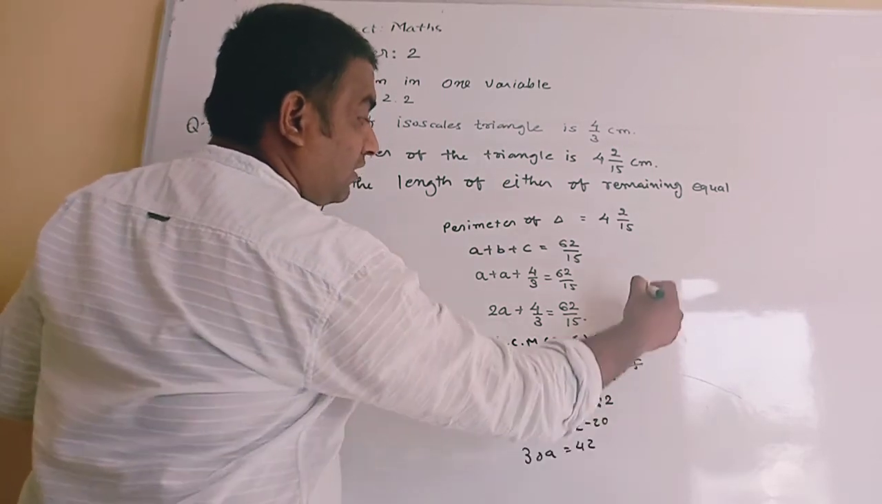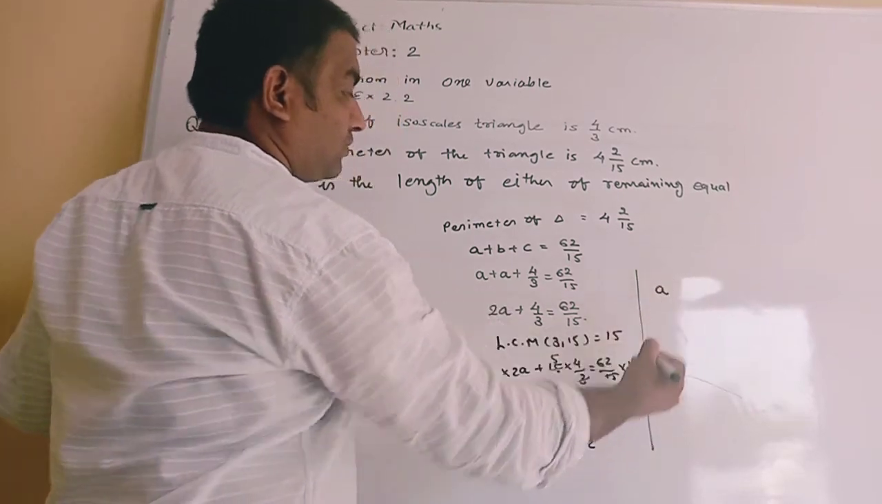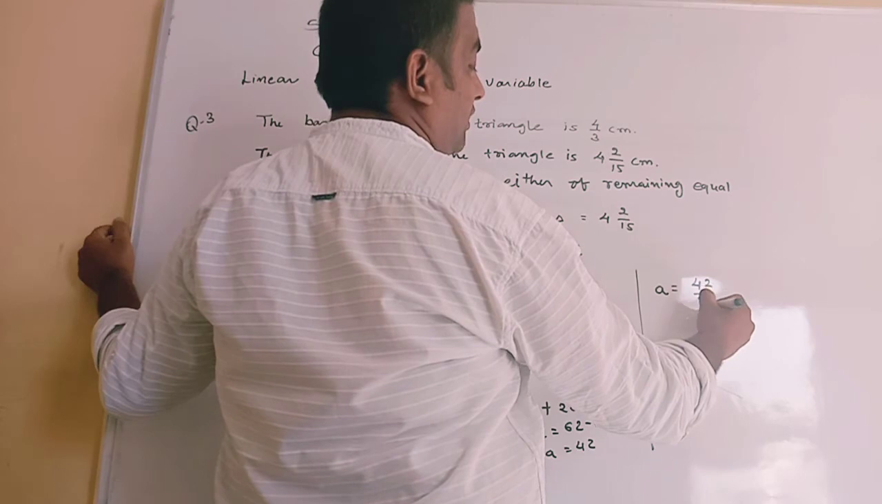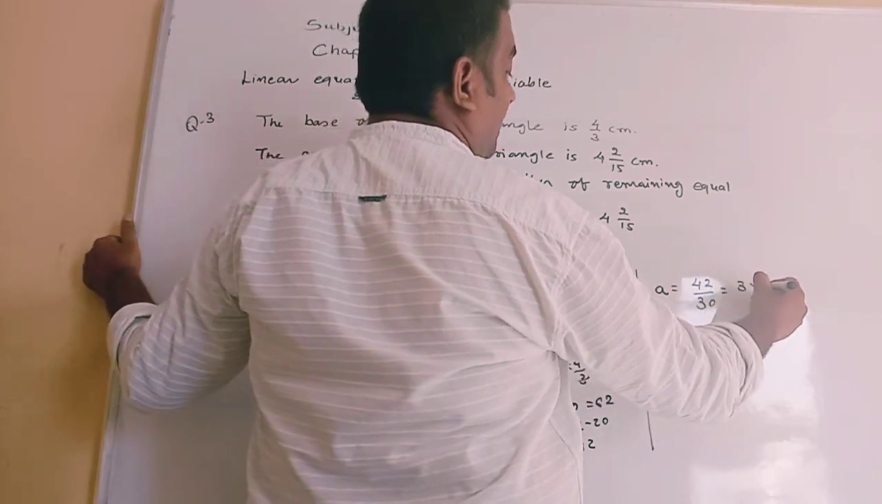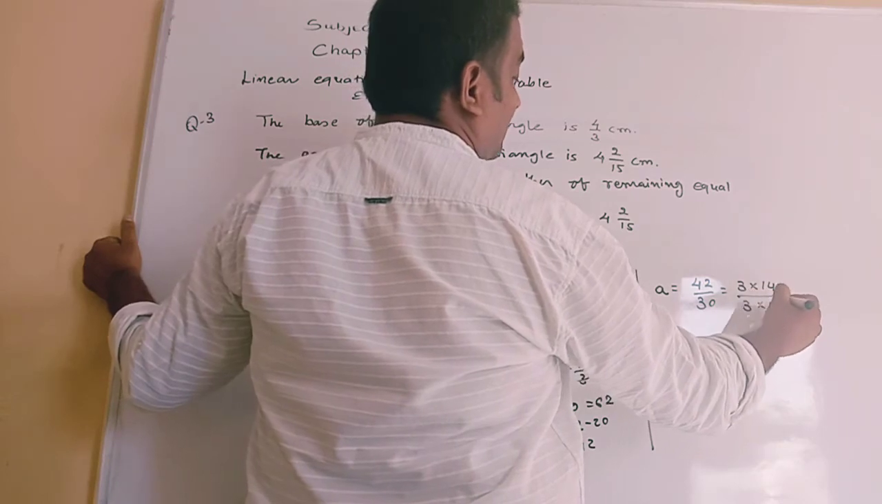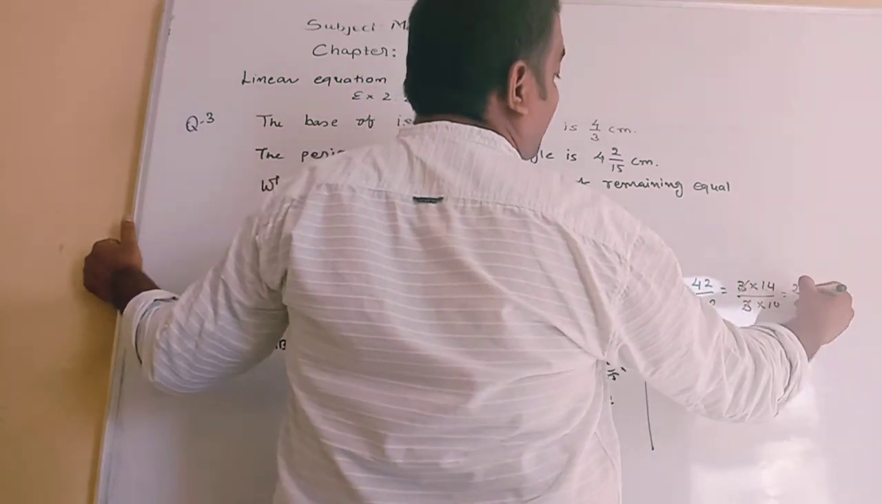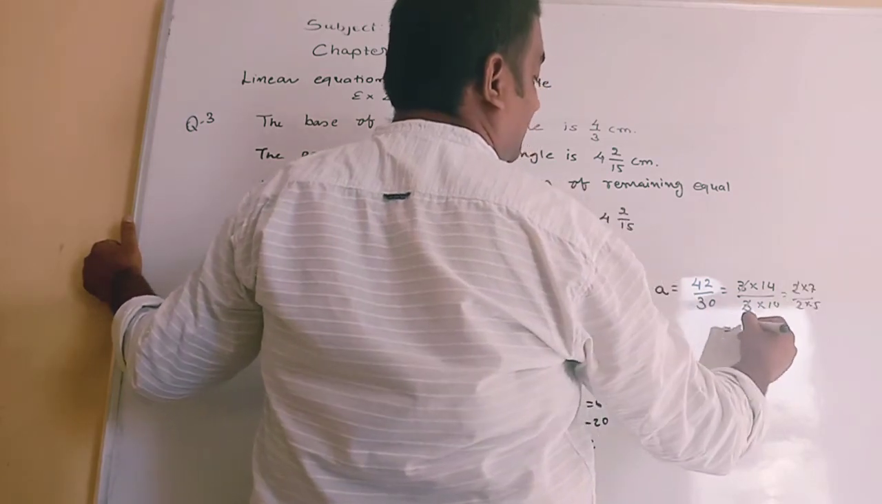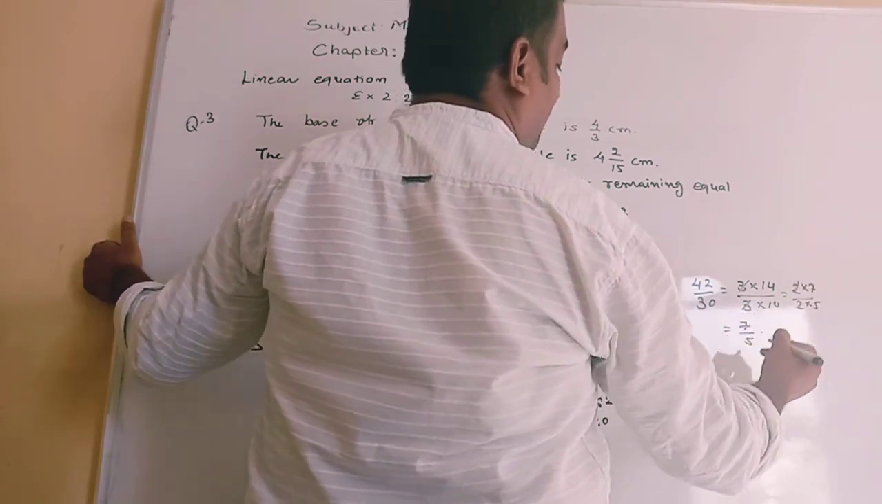So A equals 42 divided by 30. 3 fourteens are 42 and 3 tens are 30. So 3 cancels again, 2 sevens are 14 and 2 fives are 10. 2 cancels, so the answer is 7 by 5.